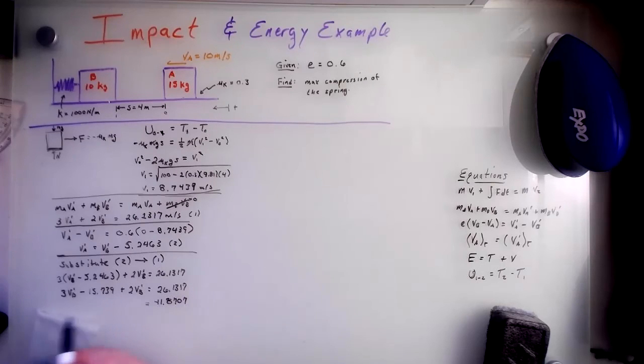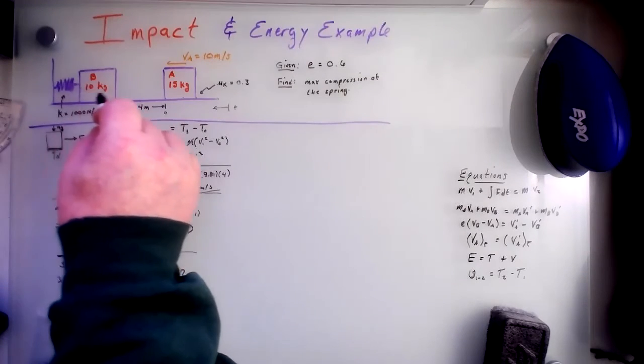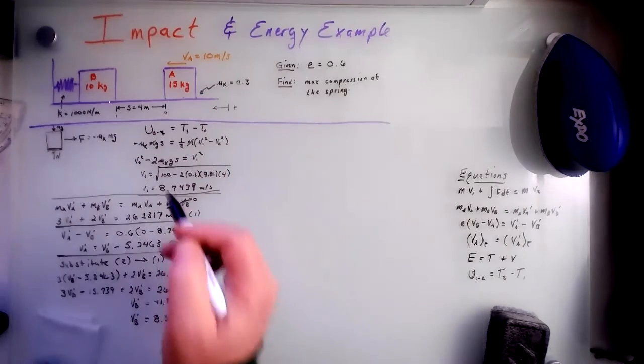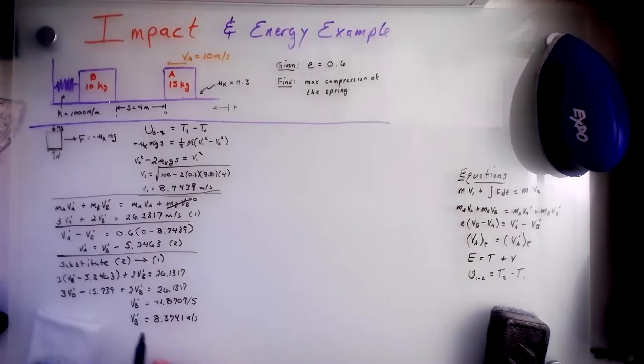That gives us 41.8707. And 3 VB prime plus 2 VB prime is 5 VB prime. We're solving for VB prime, so we'll divide both sides by 5. So VB prime is going to be equal to that divided by 5, which gives us 8.3741 meters per second, right? So A has come in, we have made contact. We can calculate block A, but really we're interested in block B.